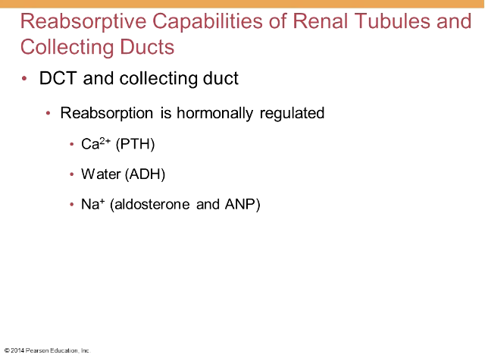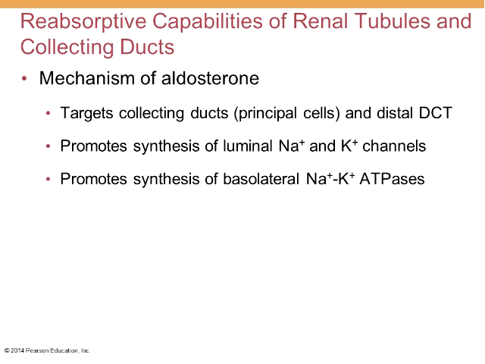The distal convoluted tubule, the tubule after the loop of Henle, and the collecting duct: reabsorption is hormonally regulated here. Calcium is reabsorbed through parathyroid hormone. Water is reabsorbed here through antidiuretic hormone. And sodium can be reabsorbed here, but only through aldosterone or the atrial natriuretic peptide that the heart produces when it's injured. The mechanism of aldosterone is that it targets the principal cells in the collecting ducts and distal convoluted tubule, and it promotes the synthesis of luminal sodium and potassium channels and of basolateral sodium-potassium ATPases.